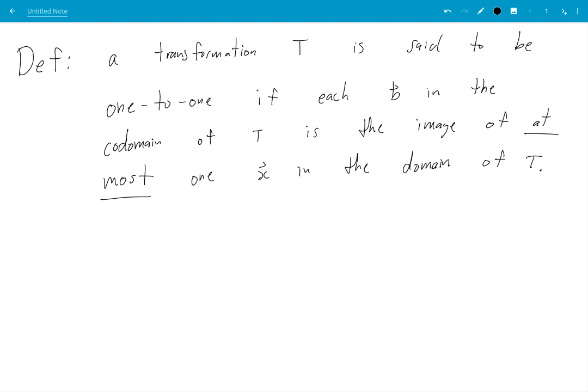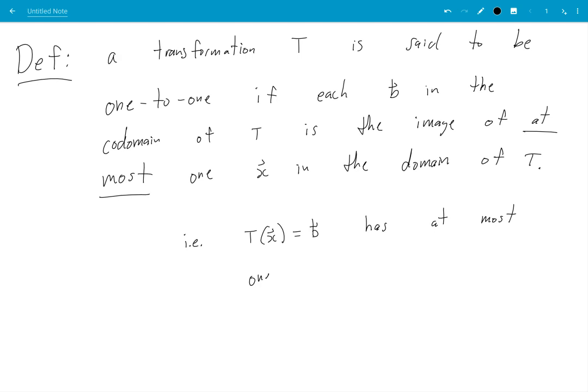Okay, that's a bit of a mouthful. So let's see what it means here. Essentially what we're looking at is the equation T of X is equal to B. And we're saying it has at most one solution for each B.